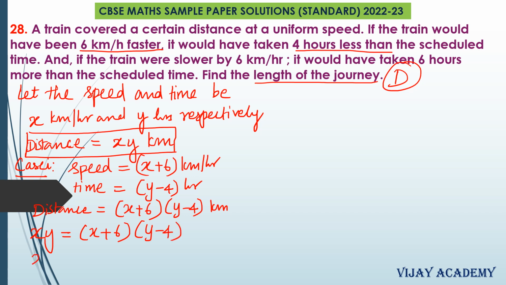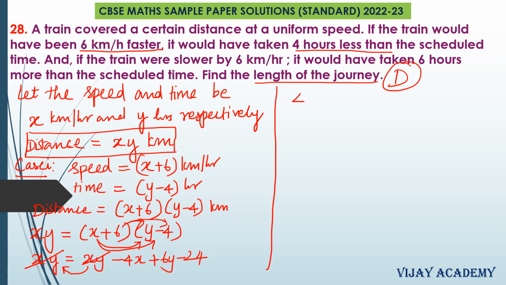Let us simplify this. Multiplying the binomials, x into y is xy, x into minus 4 is minus 4x, 6 into y is plus 6y, and 6 into minus 4 is minus 24. Now xy and xy will become 0, because when you transpose xy to the LHS it becomes minus xy, therefore it becomes 0. Now let me take minus 4x and 6y to the LHS. So we get plus 4x minus 6y, and write minus 24 in the RHS itself. So we get minus 24.